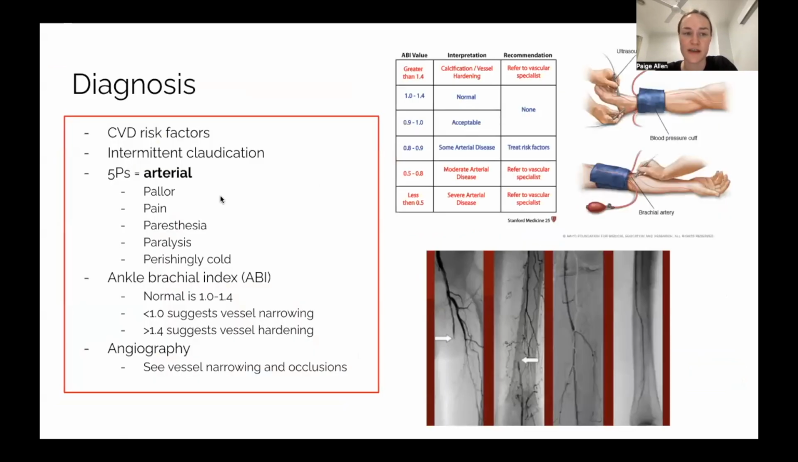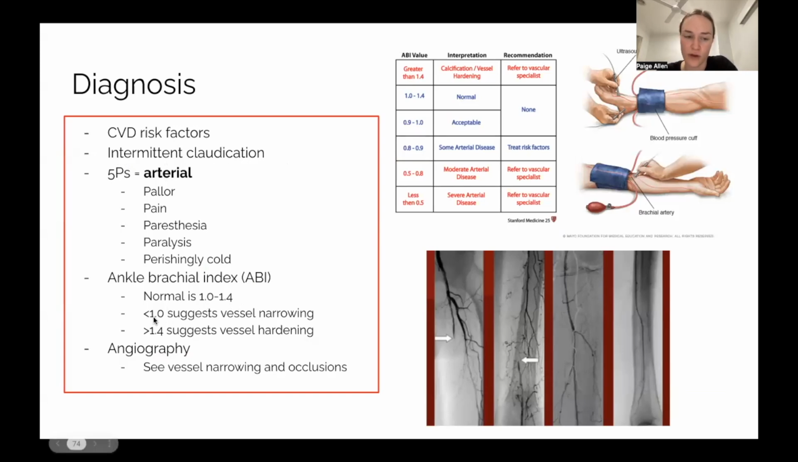So the way that you actually diagnose it, you want to be considering what their cardiovascular risk factors are. Again, if someone tells you that they're a smoker, all of their other metabolic problems are pretty likely. The classic is, as I said, intermittent claudication, your 5 Ps, and then the definitive is doing an ankle brachial index. Something that I find interesting is that normal is like 1 to 1.4.